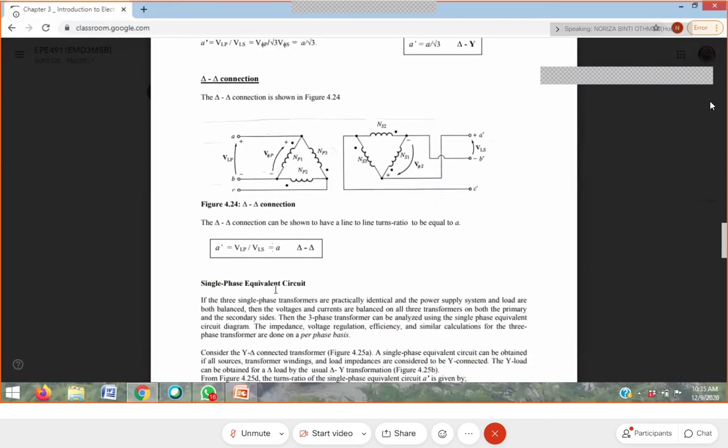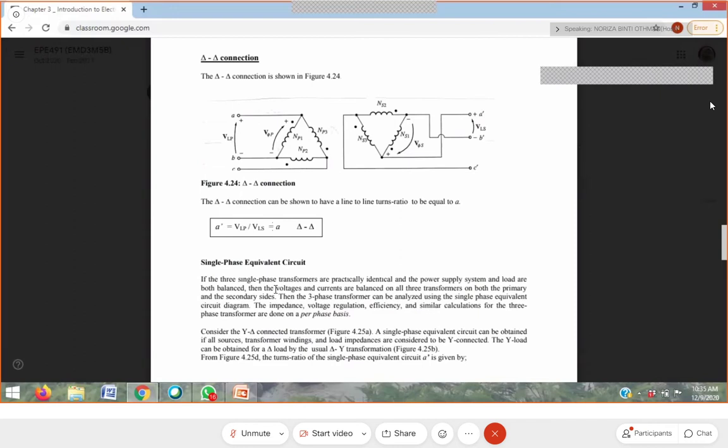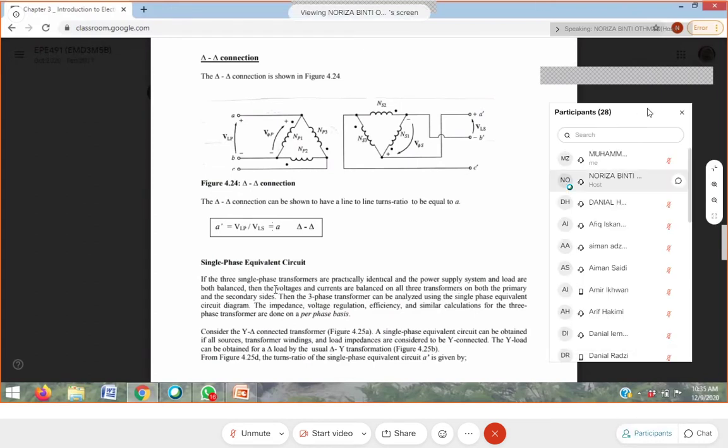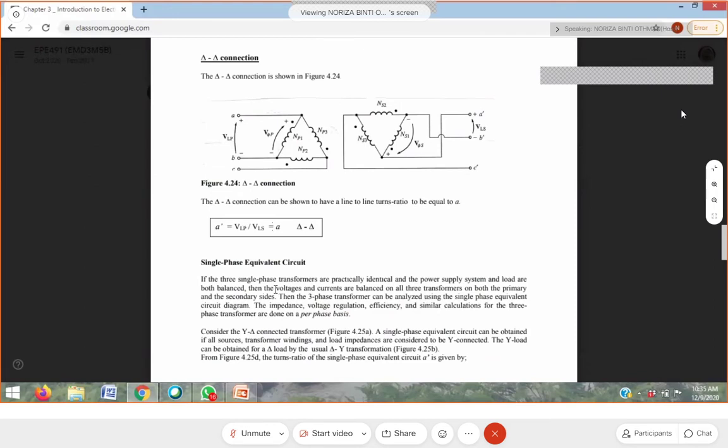And for single phase equivalent circuit, if 3 single phase transformers are practically identical and the power supply system and load are both balanced, then the voltage and current are balanced in all 3 transformers on both the primary and secondary side, then the 3 transformers can be analyzed using single phase. Kalau kita ada 3 phase transformer yang mana untuk setiap phase, kita ada 3 kan? So phase 1, phase 2 and phase 3 all are the same untuk primary and also untuk secondary, dia punya voltage secondary dia sama untuk semua phase, then kita boleh kata sistem tu balance. The load also sama untuk secondary, ada connected to the load.